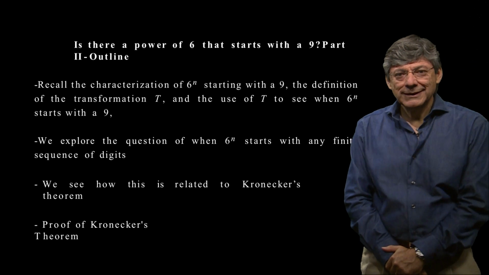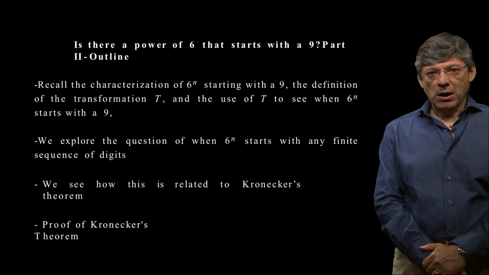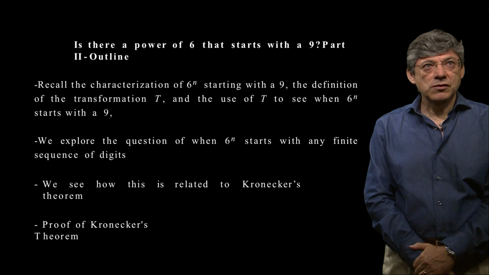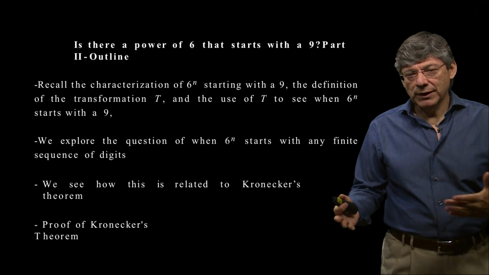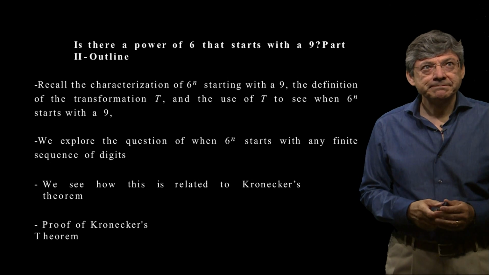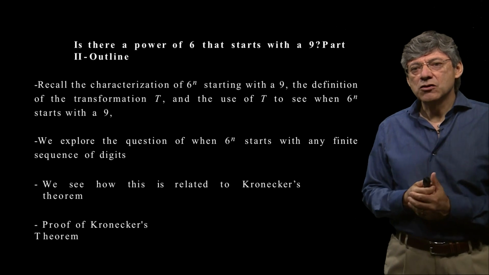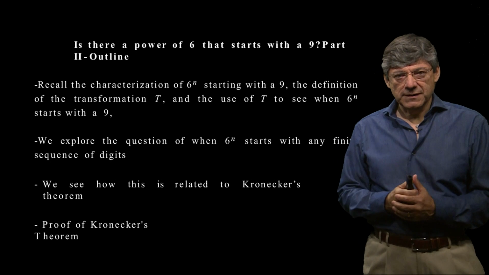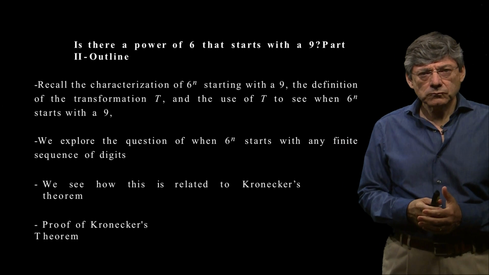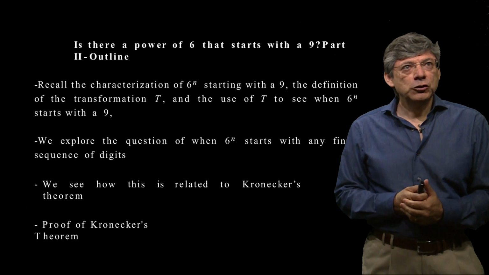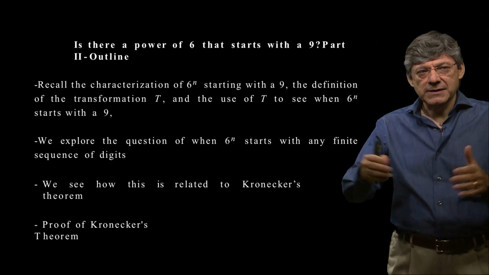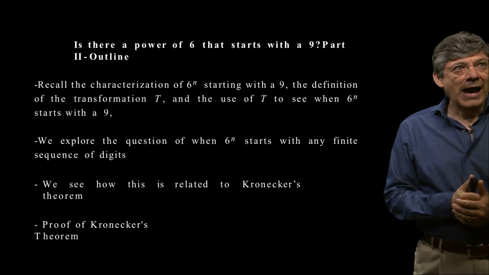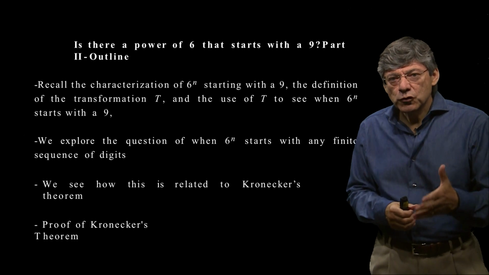First, we will recall what it means for a power of 6, 6 to the n, to start with a 9. We will recall the definition of the transformation T that we introduced in part 1 and how that is used to characterize powers of 6 starting with a 9. Then we will go a little bit further and explore when a power of 6 starts with any finite sequence of digits. And then we will prove Kronecker's theorem.